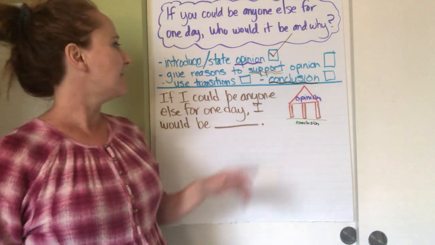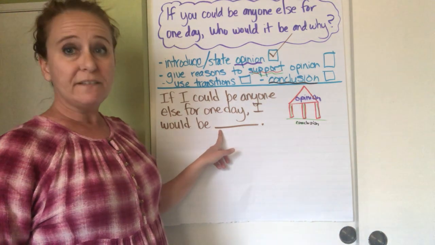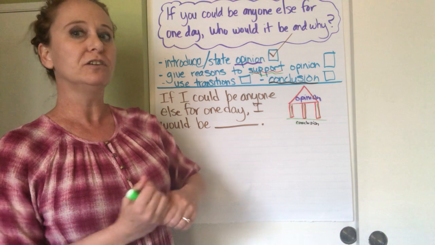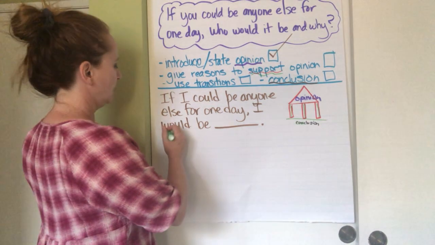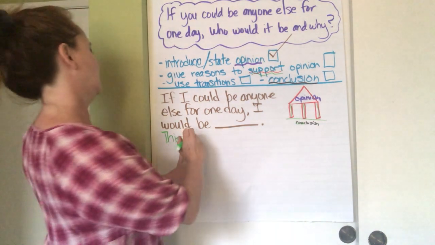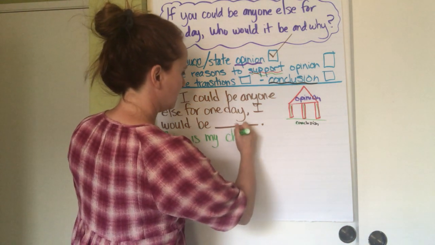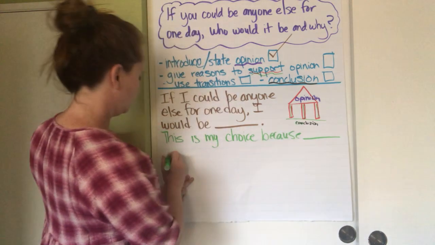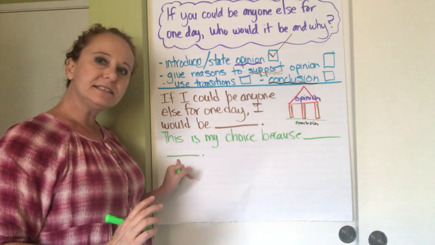So if I was going to write this, I would say, if I could be anyone else for one day, I would be, and I could name someone specifically, or I could just say, I would be a baseball player, a professional baseball player. Okay, now I need some reasons to support my opinion. This is my choice because blank. This is my choice because why?